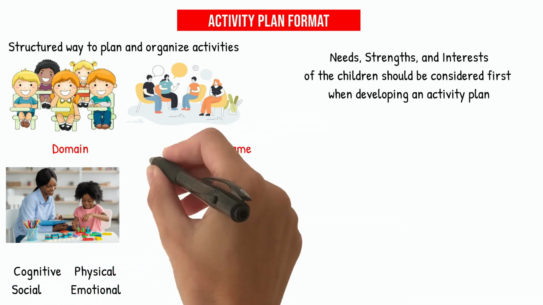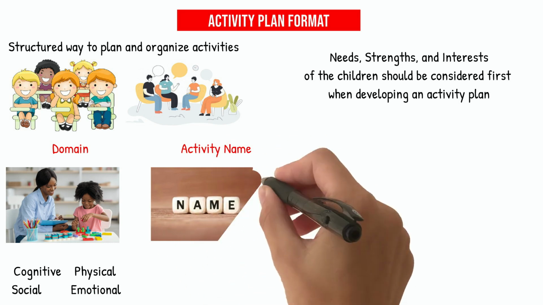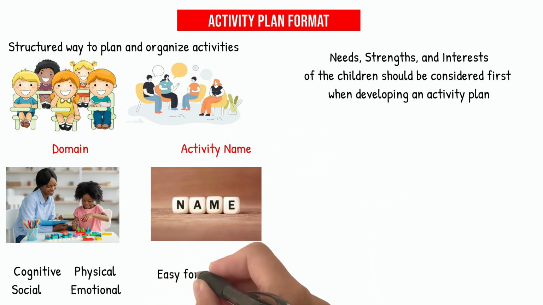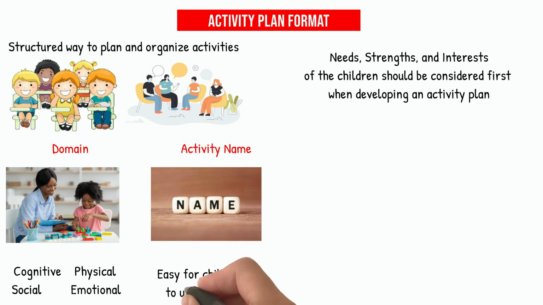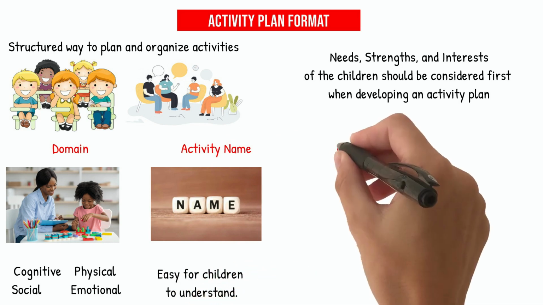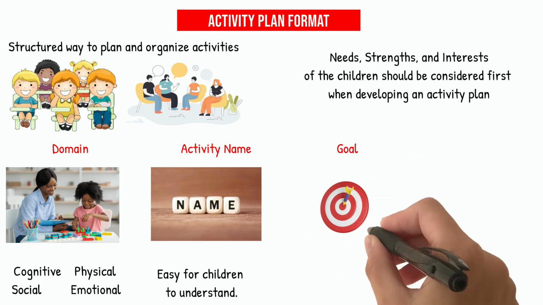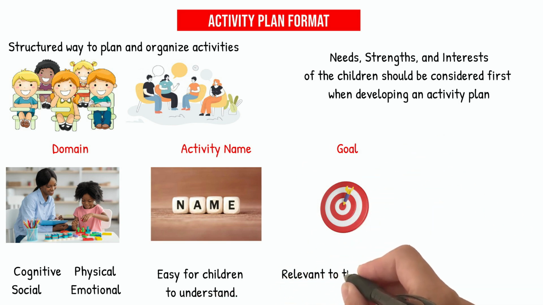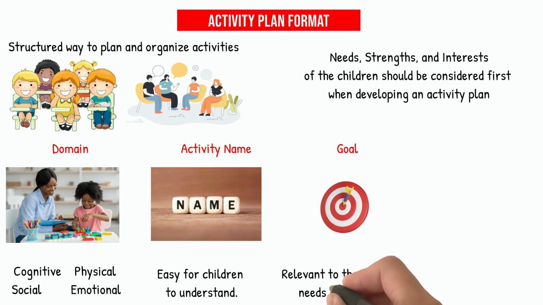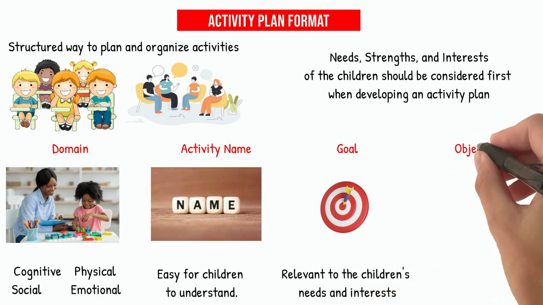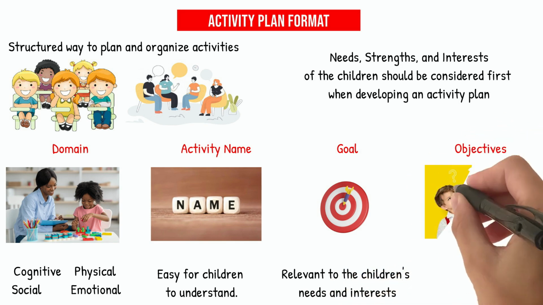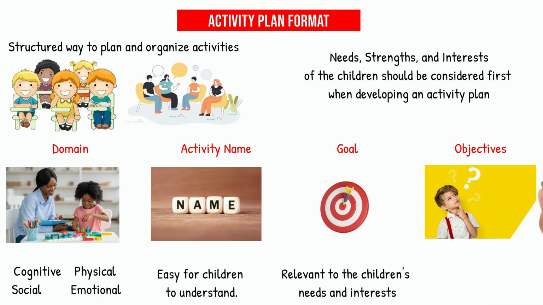Activity name. Each activity should have a name for easy reference. The name should describe the activity in a way that is easy for children to understand. Goal. The goal of the activity should answer the question, what do we want children to learn or achieve? The goal should be specific and relevant to the children's needs and interests. Objectives. The objectives are specific learning behaviors that children might logically display concerning the goal. Objectives should be measurable and realistic.